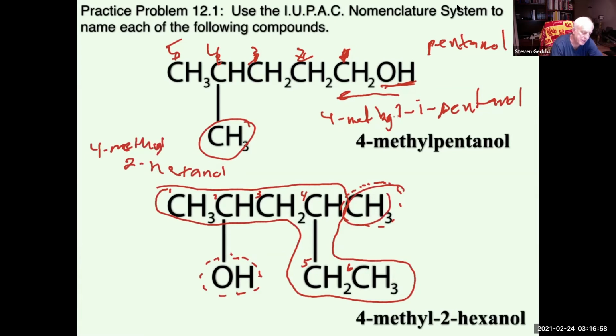If you break the name down, everything is in it. Hex is 6, all in the long chain. AN is all single bonds. OL is the OH group at number 2. The methyl group we add at number 4. Everything's written right in the name. Just break it apart, always read it backwards.